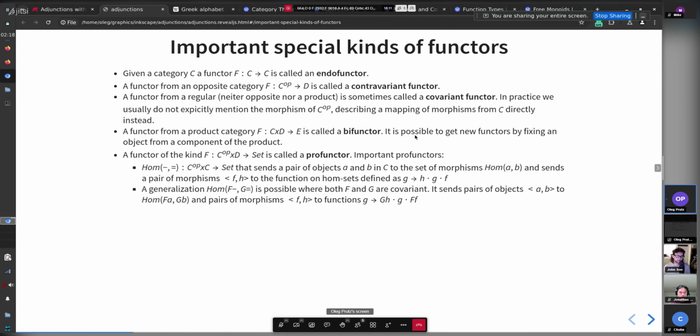And yeah, we'll see, if you pick an object either from C or from D, you get new functors, which are regular covariant functors rather than bifunctors, because they're not functors from a product category anymore, right?